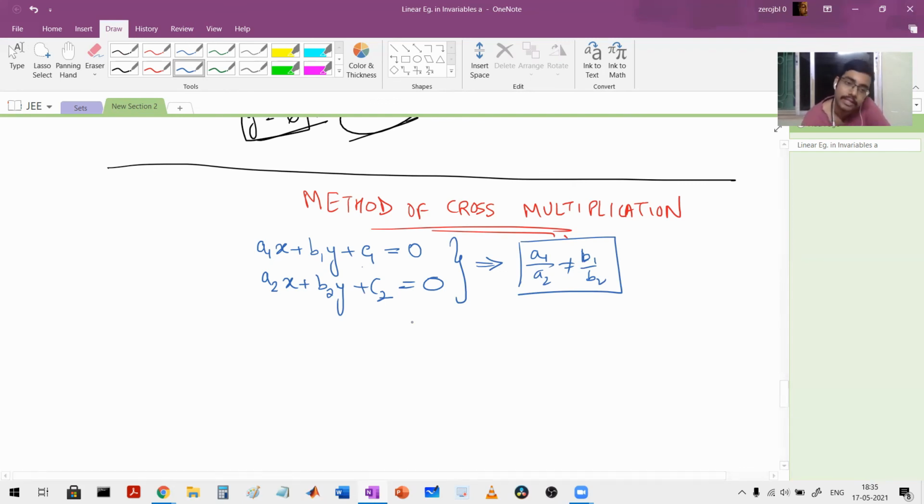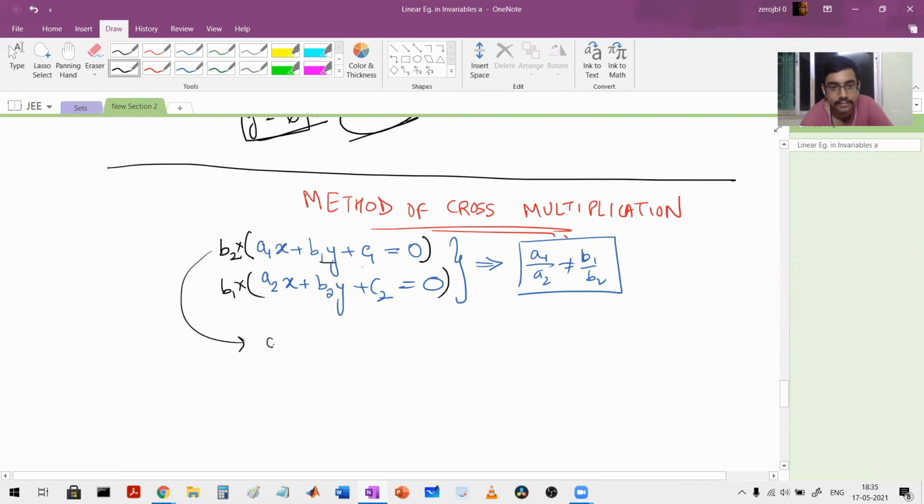Now, how can I solve this? I want to use the method of elimination, simply elimination. Suppose I want to eliminate this y because I want to find x. So what do I do? I multiply the entire first equation by b2 and I multiply the entire second equation by b1. Is that clear?